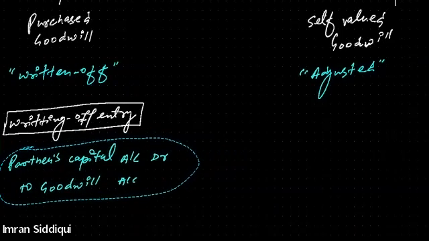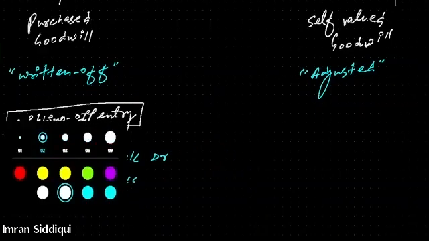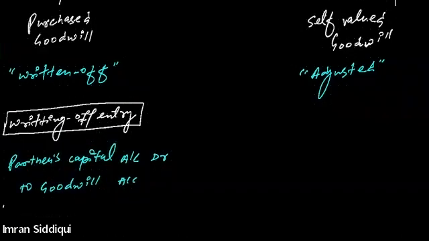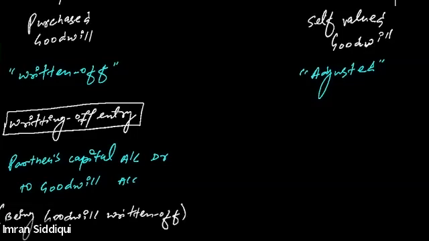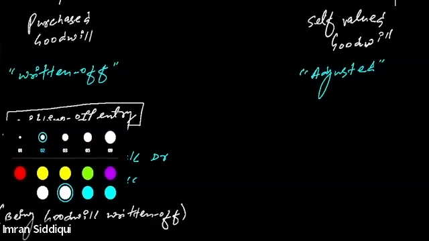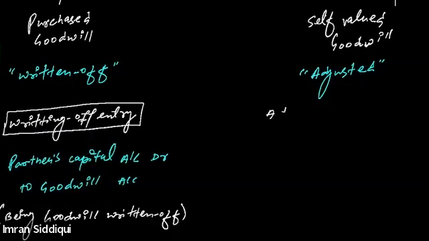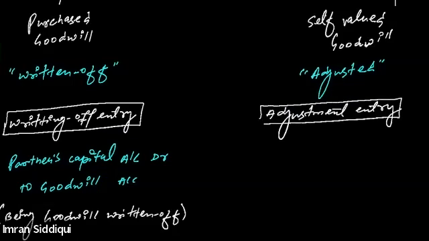Got it? Is this clear? This is the general entry for writing off the purchase goodwill. And we'll write down the narration as well. We'll write it as being goodwill written off. Okay. Now when it comes to the self-valued goodwill that needs to be adjusted, we need to pass the adjustment entry. The adjustment entry is required under that situation.